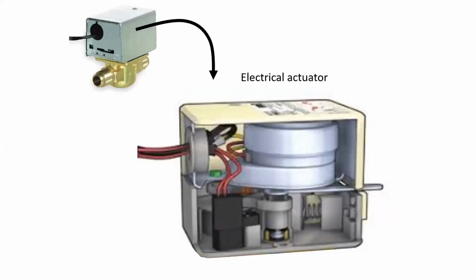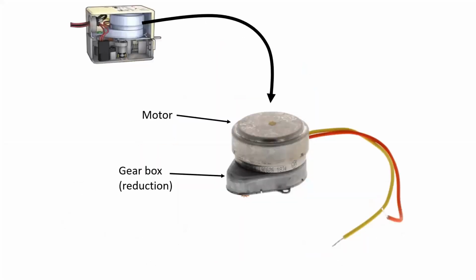Inside the electrical actuator is a series of different electrical apparatus, including a very small micro switch, an electric motor, and a reduction gearbox. So if we were to open it up further, we would see this, a motor and a gearbox to reduce the speed.